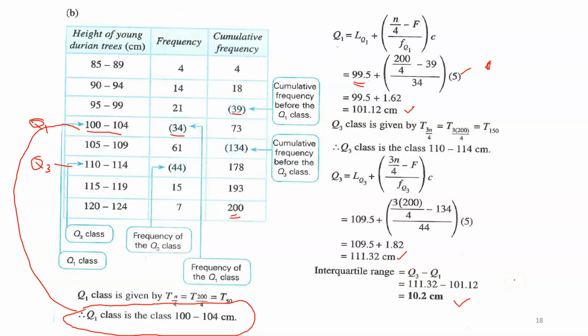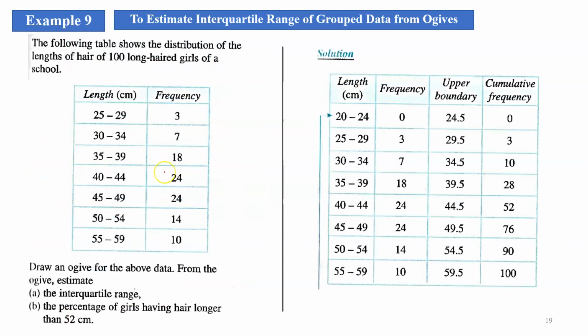Okay. So I hope you can understand how to find the quartile when you have group data macam ni. Jangan panic, you just use the formula you used before for the median. Cumanya dia sekarang, kalau dulu median class, sekarang you have quartile class. Okay, let's see example 9. How we need to estimate interquartile range of group data from OGIF. Ni OGIF pula.